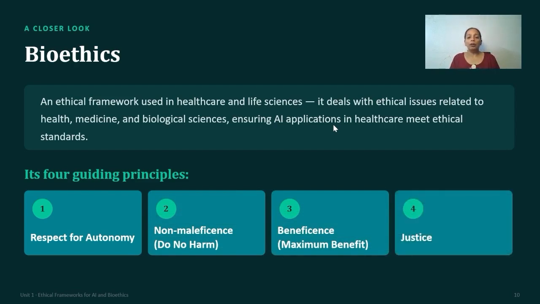Respect for autonomy, where people should be fully aware of how decisions are made which are affecting them. In AI, this means users should understand how the algorithm works in the background.